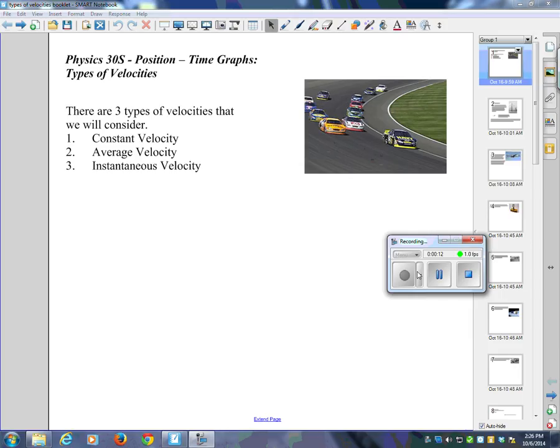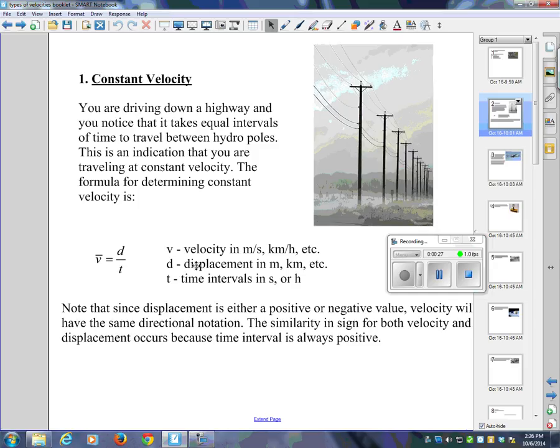Okay, so keeping in mind position and time velocities, let's talk about three types of velocities: constant velocity, average velocity, and instantaneous velocity. Let's begin. So you're driving down a highway and you notice that it takes equal intervals of time to travel between hydropoles.